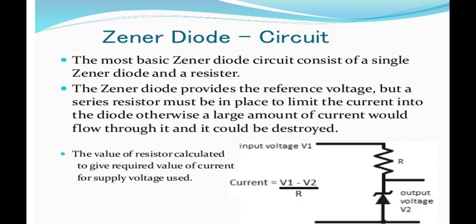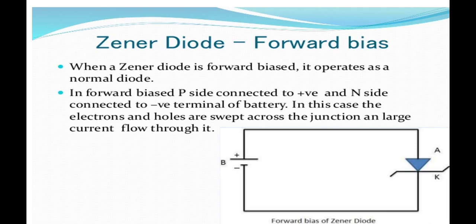This is the circuit diagram of the output voltage across the diode, the Zener voltage being the output voltage. These are the symbolic representations of the Zener diode in forward bias. When the anode terminal is connected to the positive terminal of the battery, the Zener diode is in forward bias, and the current is forward current, as in a normal diode. This circuit works as a normal diode on the forward bias side.